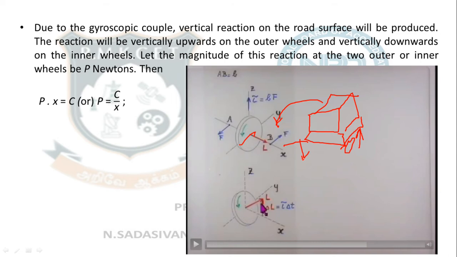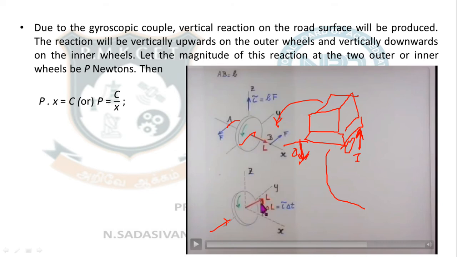So when I am taking a curve like this, this is my inner wheel, this is my outer wheel. So outer wheel is getting a gyroscopic effect of downward twist, downward compression force. Inner wheel is getting upward force. Clear? Outer wheel is getting downward force because of gyroscopic couple. Inner wheel is getting upward force because of gyroscopic couple. Because each wheel tends to lean to the right if you look from the driver's perspective. If you look from the front, it will lean to the left. All the four wheels will lean to the left.